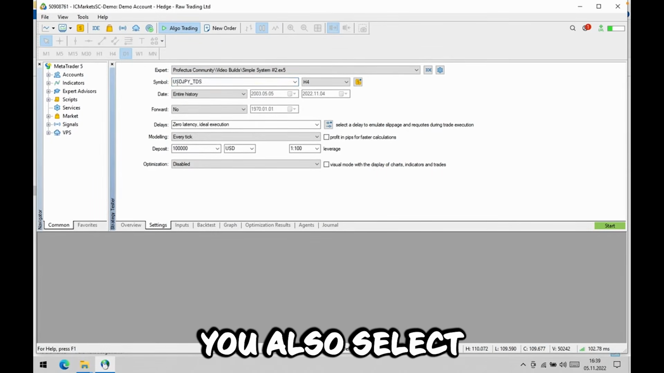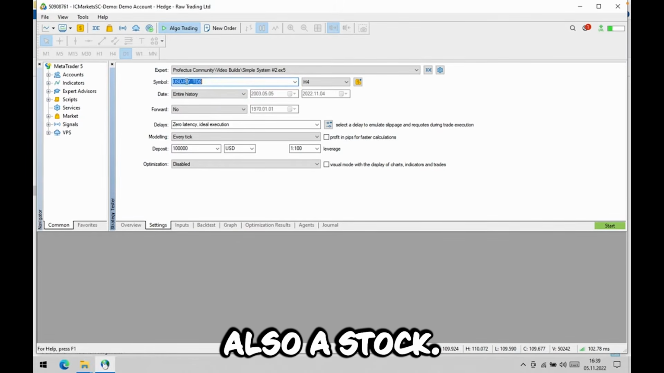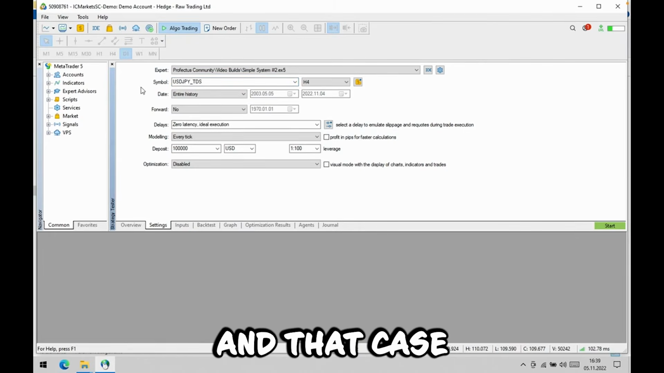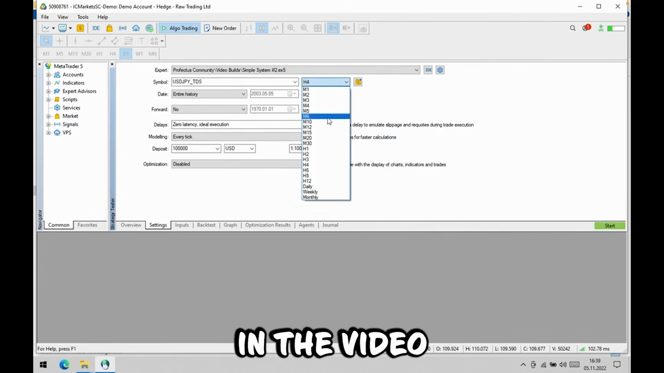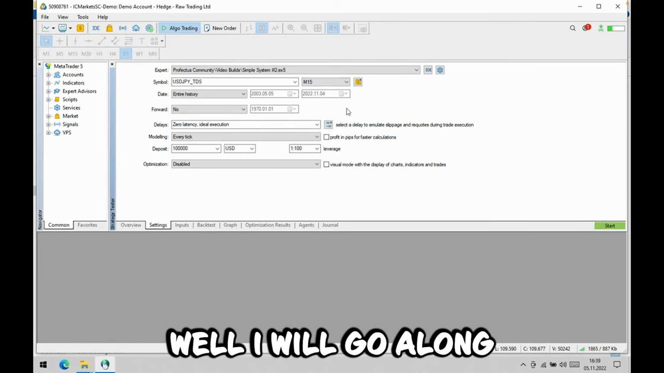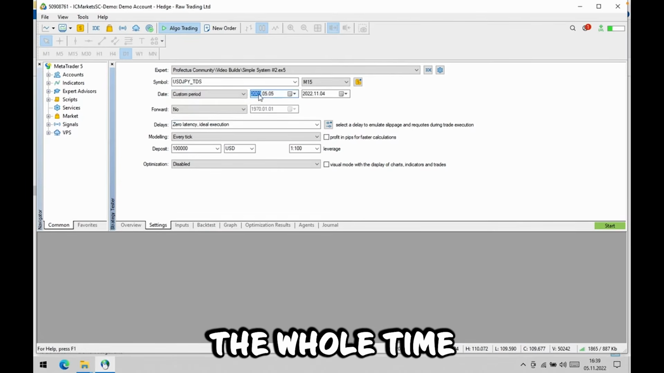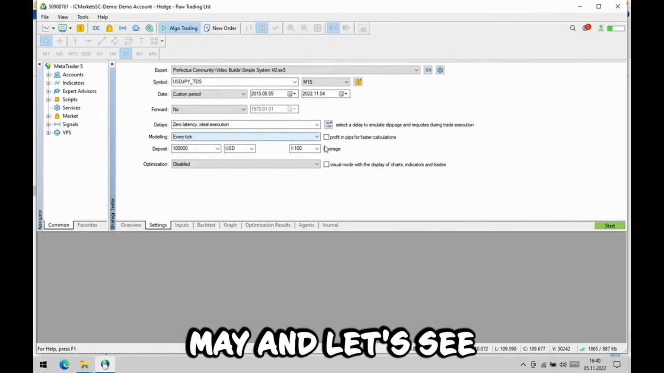You also select the underlying asset. It can be anything. It can be also a stock. It can be a crypto. In that case, it is US dollar, Japanese yen. In fact, in the video they tested Ethereum on the 15-minute chart. Well, I will go along with the 15 minutes as well. Maybe not the whole time period. Let's simply start from 2015 May.